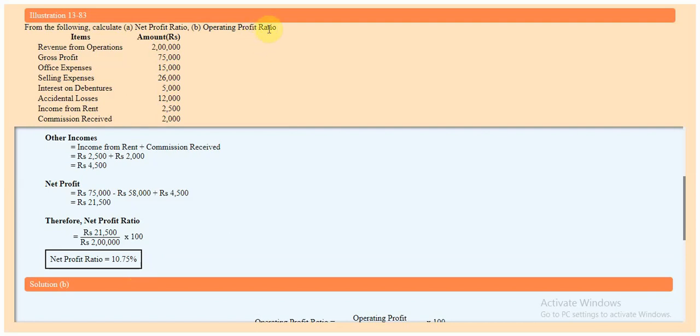Now operating profit ratio has to be found out. So for finding out operating profit ratio we need the operating profit. So friends, we have to segregate these expenses and incomes as operating and non-operating. So first we will take the first item, revenue from operations cannot be considered, GP will not be considered. Next, office expenses is of course an operating expense, and selling expense is also an operating expense. Interest on debentures is a non-operating expense. Accidental losses is a non-operating expense, and income from rent is non-operating. Commission received is operating income.